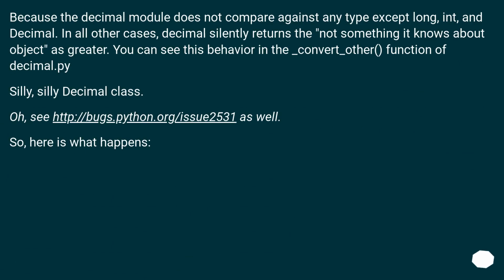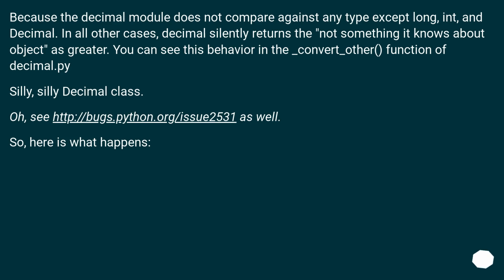Because the decimal module does not compare against any type except long, int, and decimal. In all other cases, decimal silently returns the not something it knows about object as greater. You can see this behavior in the _convert_other function of decimal.py. Silly decimal class. Oh, see this URL as well.